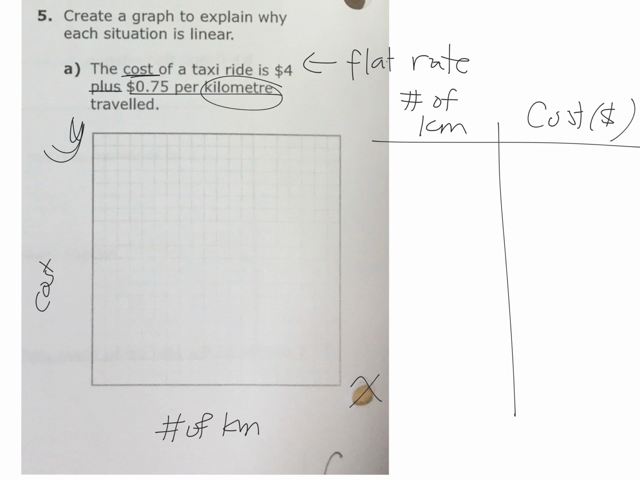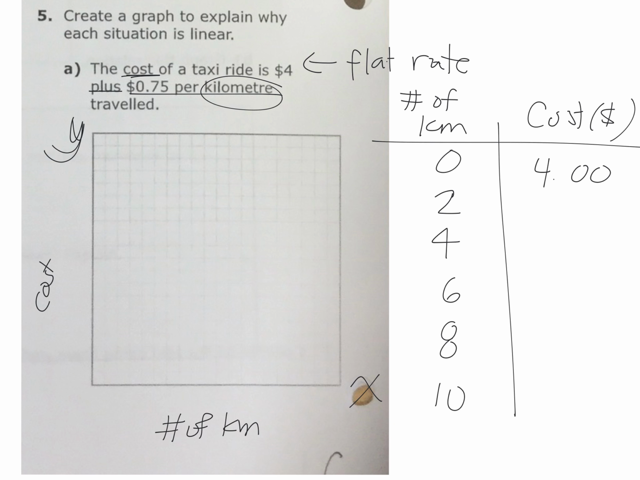I want you to copy the table down as well. This will help you. Always start at 0. If you don't travel anywhere, how much are you getting charged? What's the flat rate? $4. Okay? If you travel, let's count by 2s, because you probably wouldn't take a taxi to travel 1 kilometer. You can walk it. Let's just count by 2s: 2, 4, 6, 8. Let's go up to 10 kilometers.